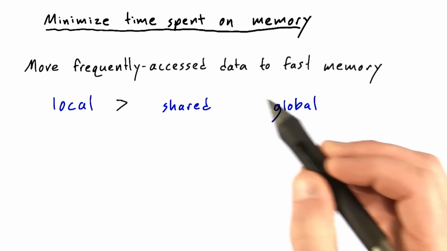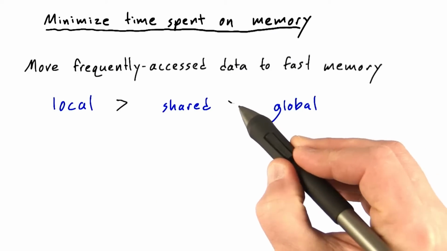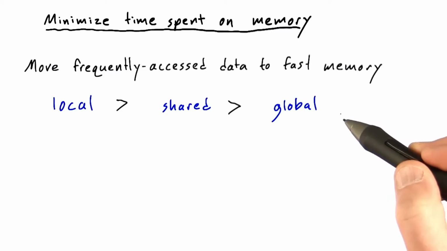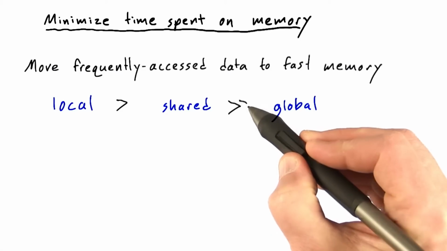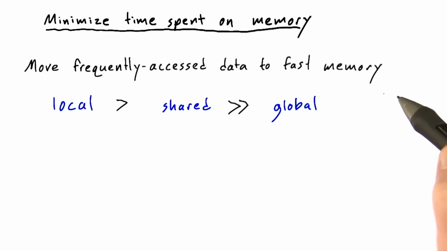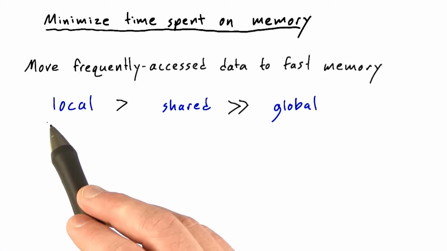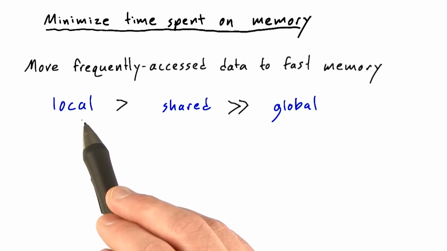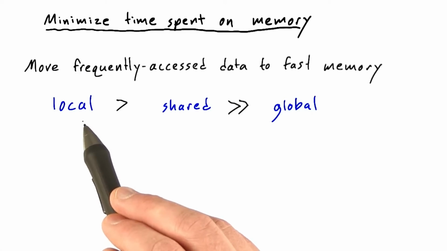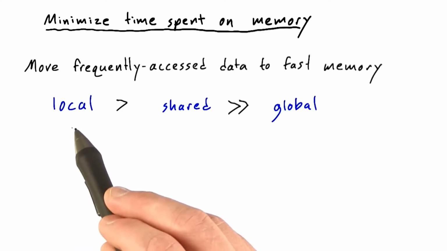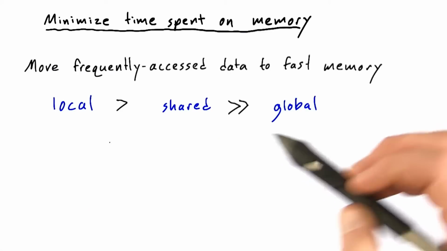And more or less, it's true to say that local memory is faster than shared memory, which in turn is faster than global memory. In fact, shared memory and local memory are usually much faster than global memory. I should mention that there are subtleties here. For those of you who know something about computer organization, the reason why I'm labeling local memory as so fast is that it tends to live either in registers or in L1 cache, and those are both quite fast. This isn't a hard and fast rule.